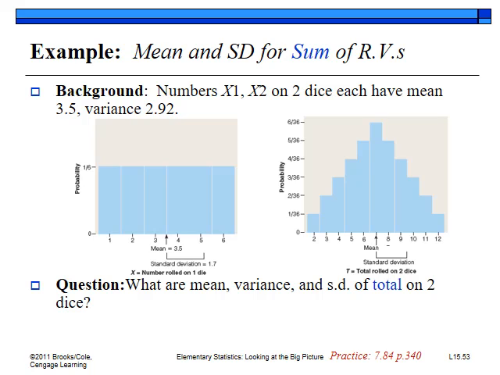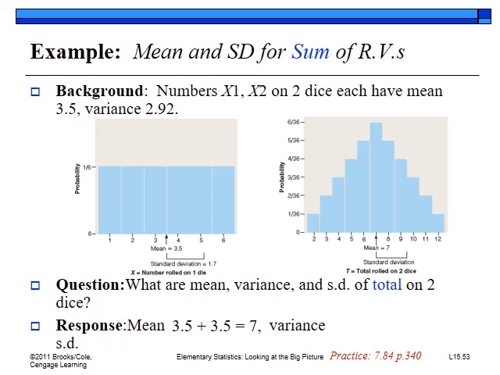Well, as we saw earlier, the mean of the new random variable, that's the sum of the two old ones, is the sum of the means of the two old ones. 3.5 plus 3.5 is 7, and sure enough, you see 7 is right in the middle of that new distribution.